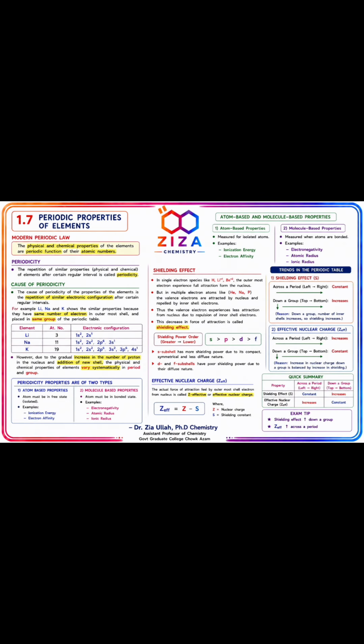In summary, periodicity arises due to the repetition of similar electronic configurations, shielding reduces nuclear attraction on valence electrons, and effective nuclear charge represents the actual attraction felt by an outer electron.